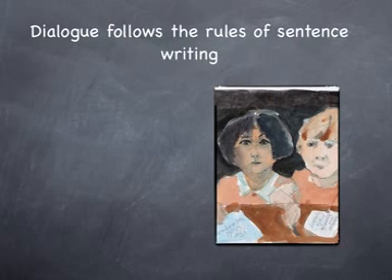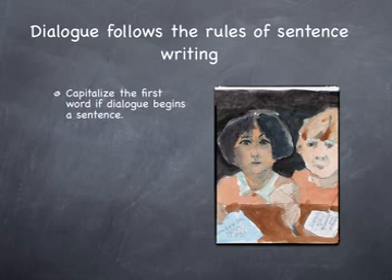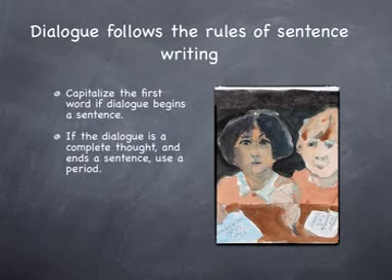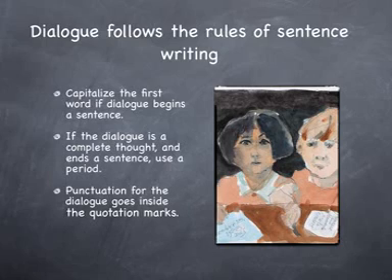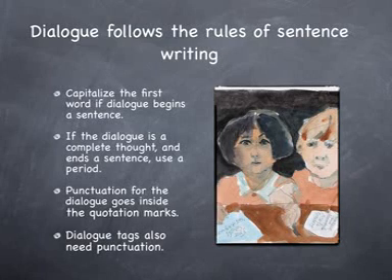When writing dialogue, follow the same rules as you would writing sentences. Capitalize the first word if the dialogue begins a sentence. If the dialogue is a complete thought and ends a sentence, use a period or whatever punctuation is appropriate. Punctuation for the dialogue goes inside the quotation marks. Dialogue tags also need punctuation because they are a complete thought.